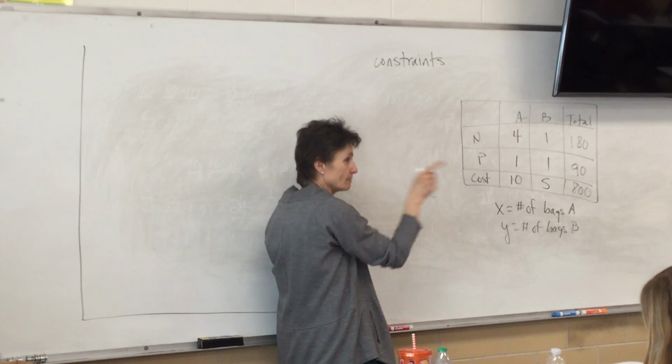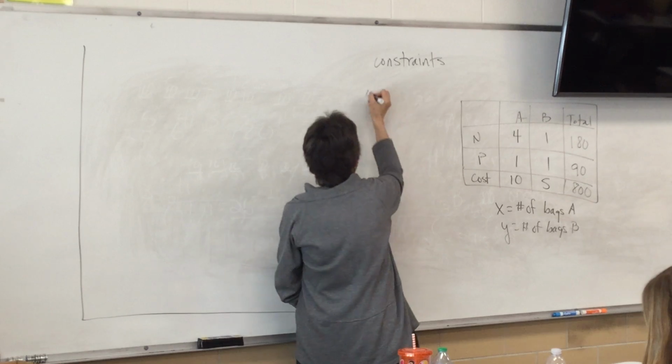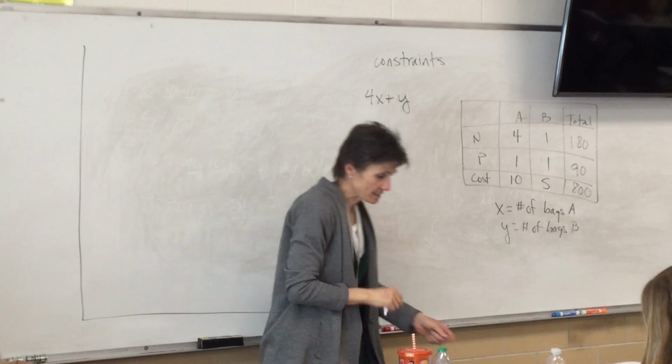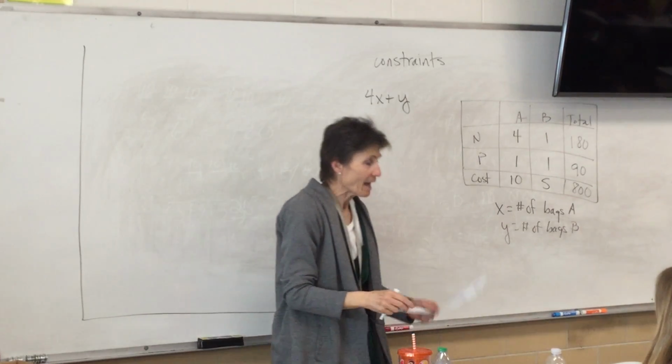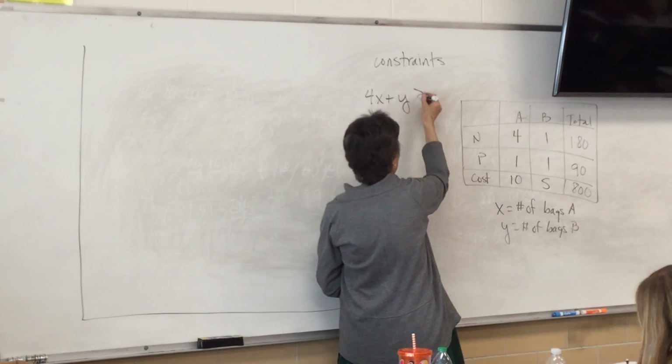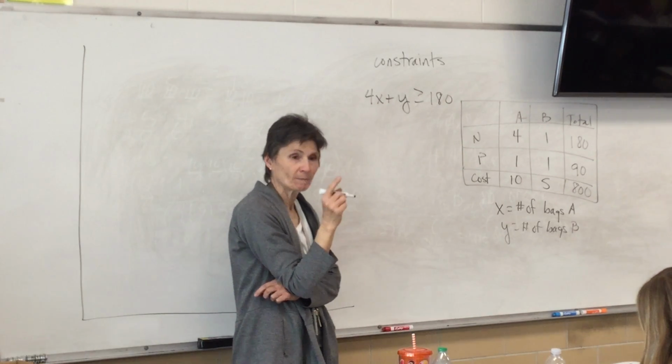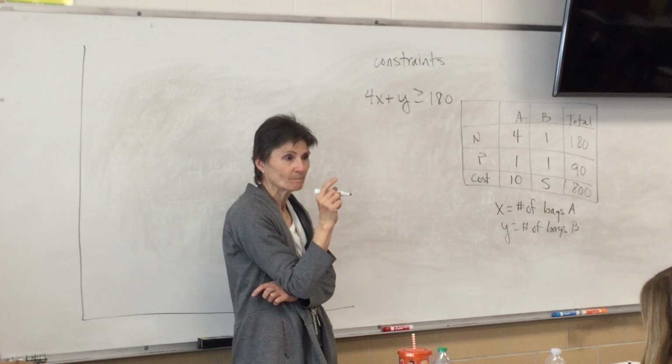An equation? 4x plus y equals 180. 4x plus y, and actually it doesn't equal 180. Actually, it's greater than or equal to 180. Read the question, or the problem, I mean. Does that make sense to you?